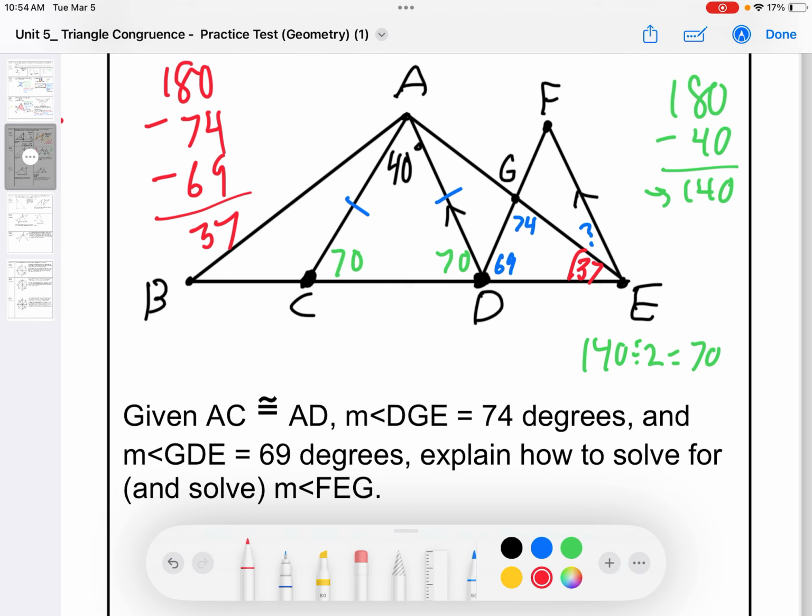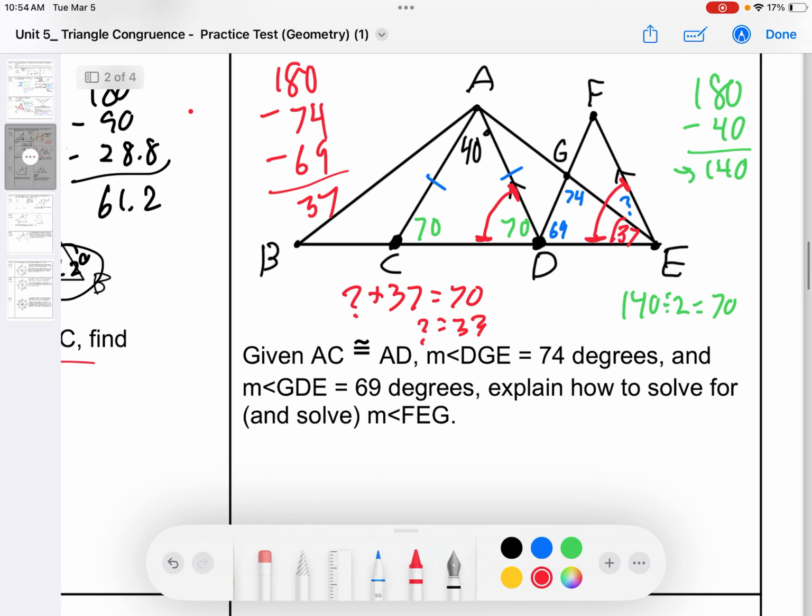Then the question is, what's FEG? And I think we have enough to figure that out now. We could do it a couple ways. Here's the total between those two. That corresponds to the total between those two. So that means that this question mark has to add these two up to 70. So question mark plus 37 is 70. Minus 37 on both sides, question mark is 33. So that means that the measure of angle FEG is 33 degrees.